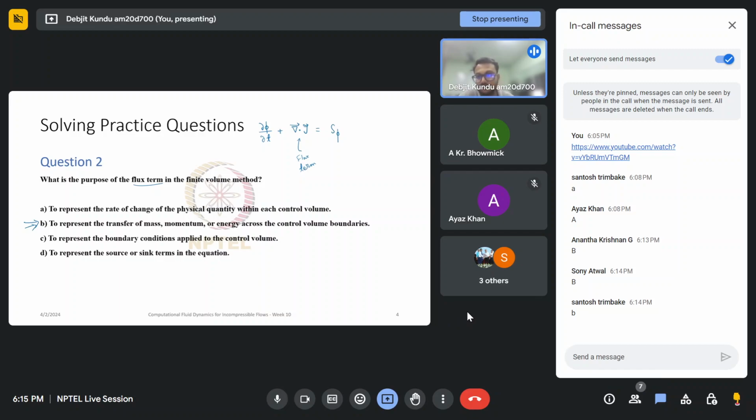Does the flux term represent the rate of change of physical quantity within each control volume? Does it represent the transfer of mass, momentum, or energy across the control volume boundaries? Or does it represent the boundary conditions applied to each control volume? Or is it option D, to represent the source or sink terms in the equation?